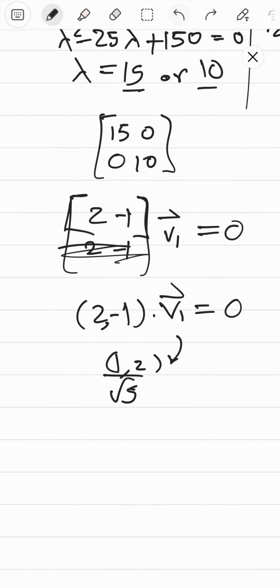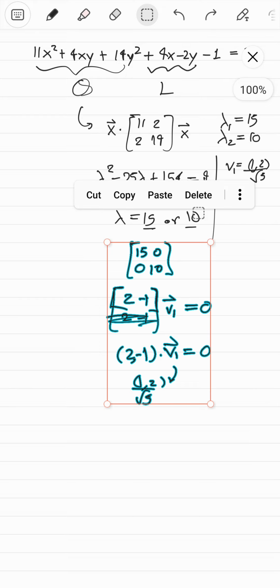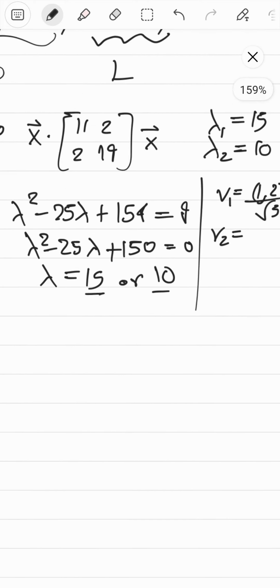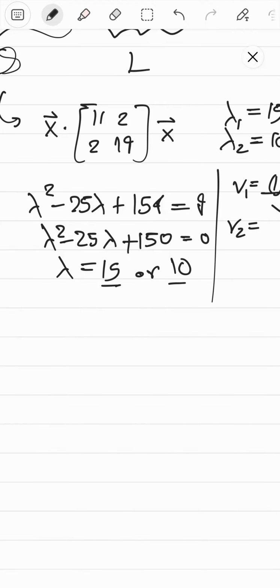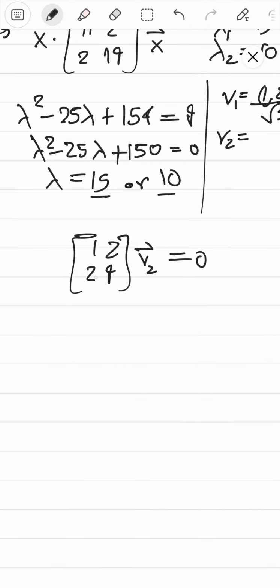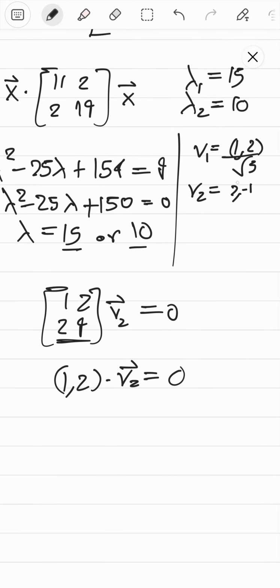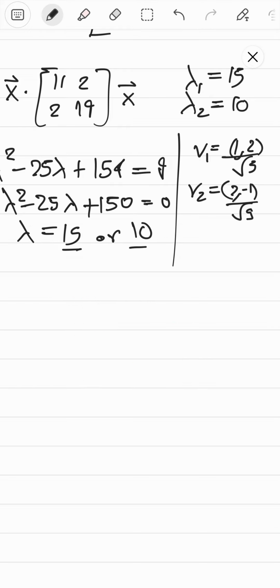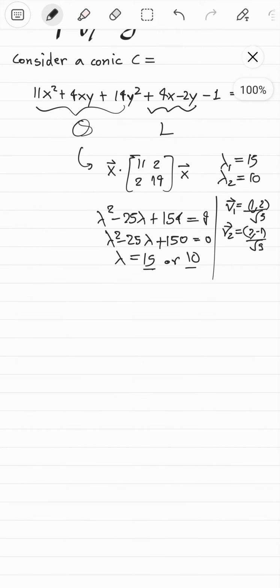But still, just to actually show you that it does work, put in lambda equal to 10 now. It just becomes 1, 2, 2, 4, and our v2 vector, that's equal to 0. So now you can see once again this is just 1 comma 2 but scaled up. So basically 1 comma 2 dotted with v2 vector should be 0. So of course v2 vector is just 2 comma negative 1 upon square root of 5, right? Unit vectors. Okay, so now we know these things.